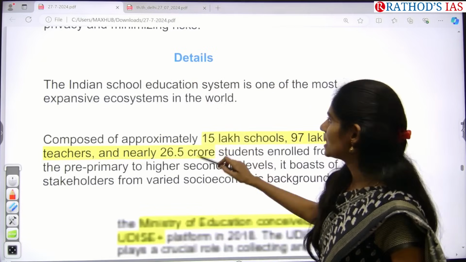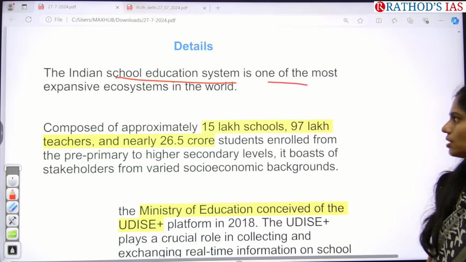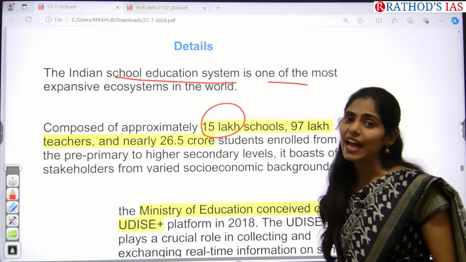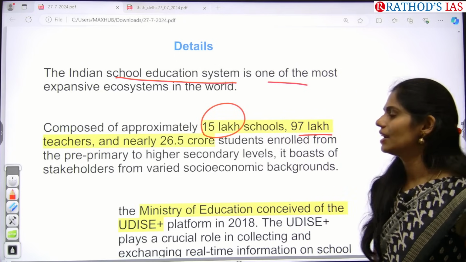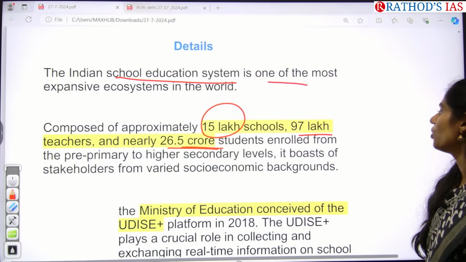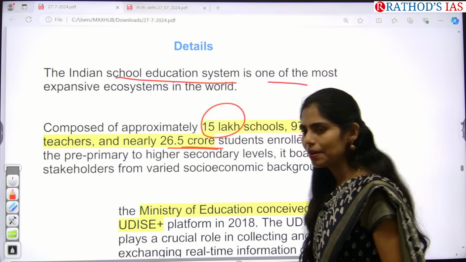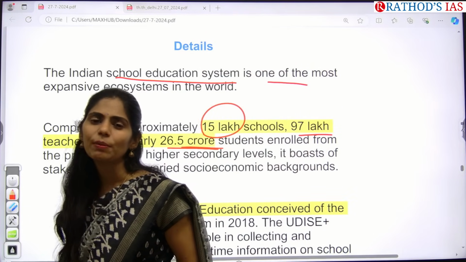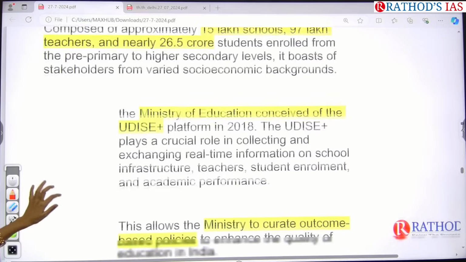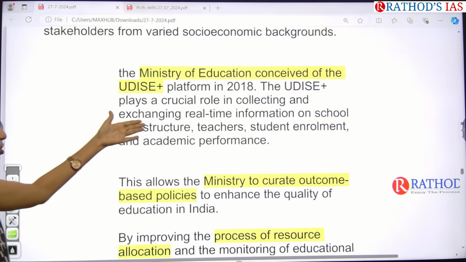If you see the details, it says that the Indian school education system is one of the most expansive ecosystems in the world. And how many schools are there? You can see the data. 15 lakh schools are there in India and 97 lakh teachers, and around 26.5 crore students are enrolled from pre-primary to higher secondary levels. So we can get a huge amount of data from these schools and teachers, etc. Here we have the Ministry of Education, which launched the UDISE Plus platform in 2018.